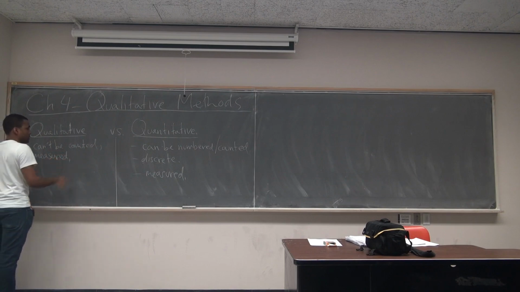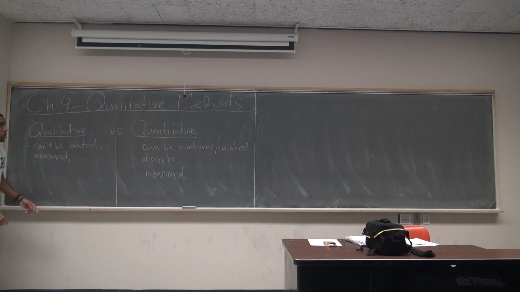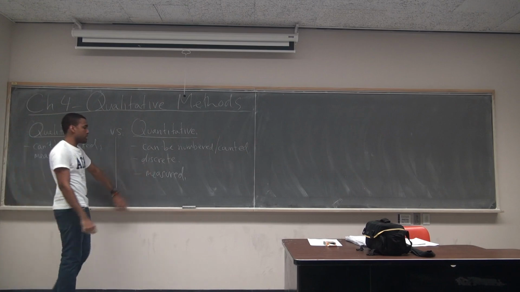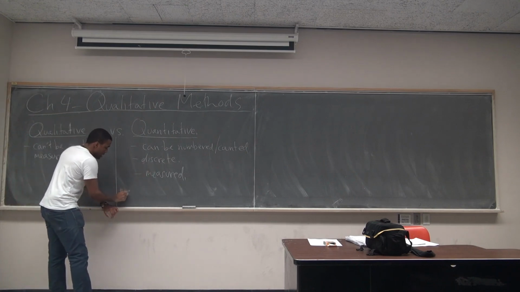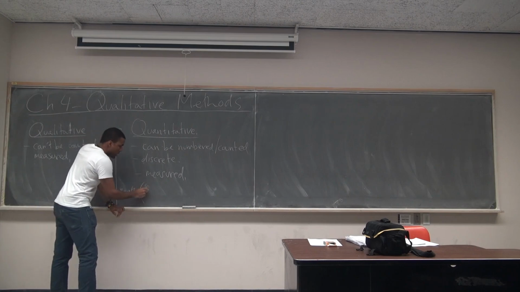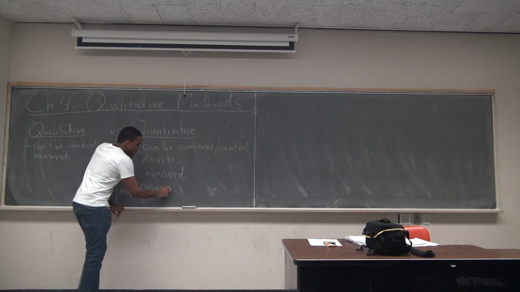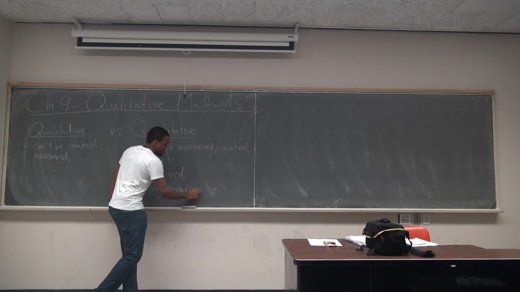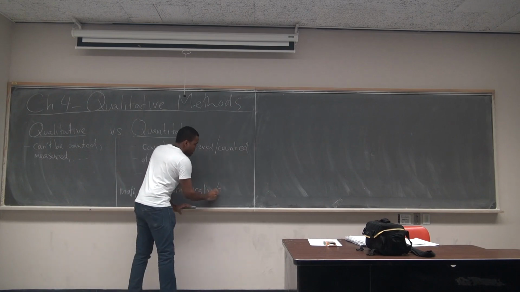Texture, property, etc. Right? Now, the difference between these are the kinds of things you can do. In math, you say you're doing a quantitative method when you're solving numerically or algebraically.